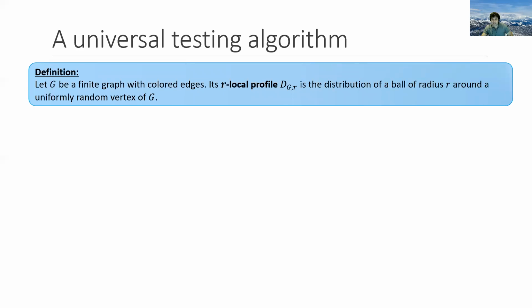graph. So recall that our graphs are directed graphs with colored edges. The r local profile of a given graph G, and this would be a finite graph, is the distribution of a random ball of radius r in that graph. That is, we sample a uniformly random vertex x and consider the distribution of the radius r ball around x up to isomorphism. And this distribution is called the r local profile of G.